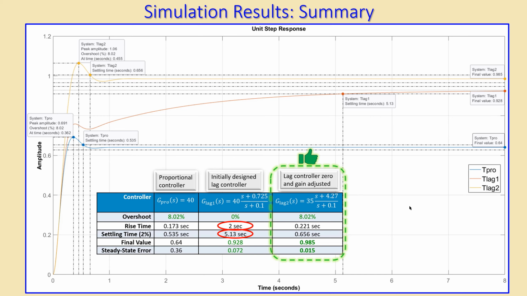Alright, this is the example about the lag control design using the root locus method. I hope it is clear what you can do, what you should do, or maybe what you might not do in specific cases.